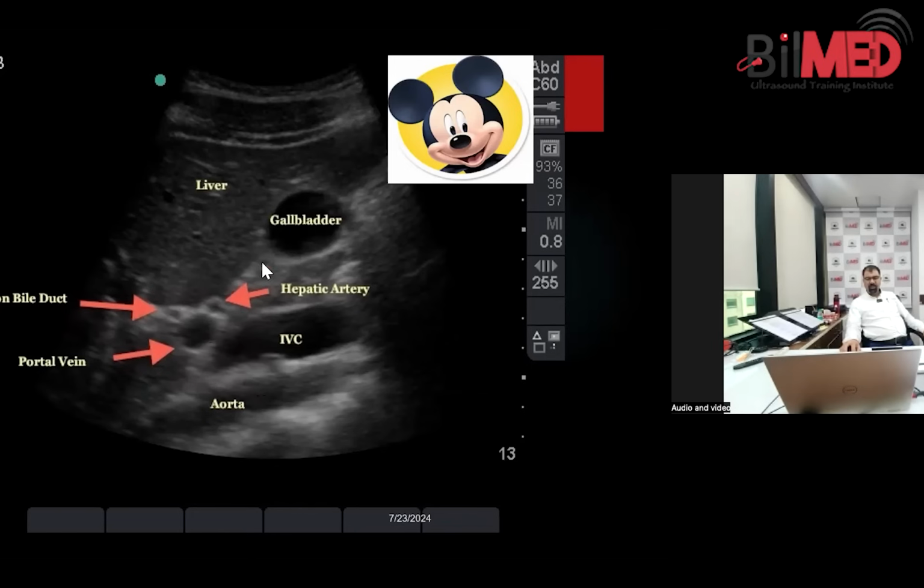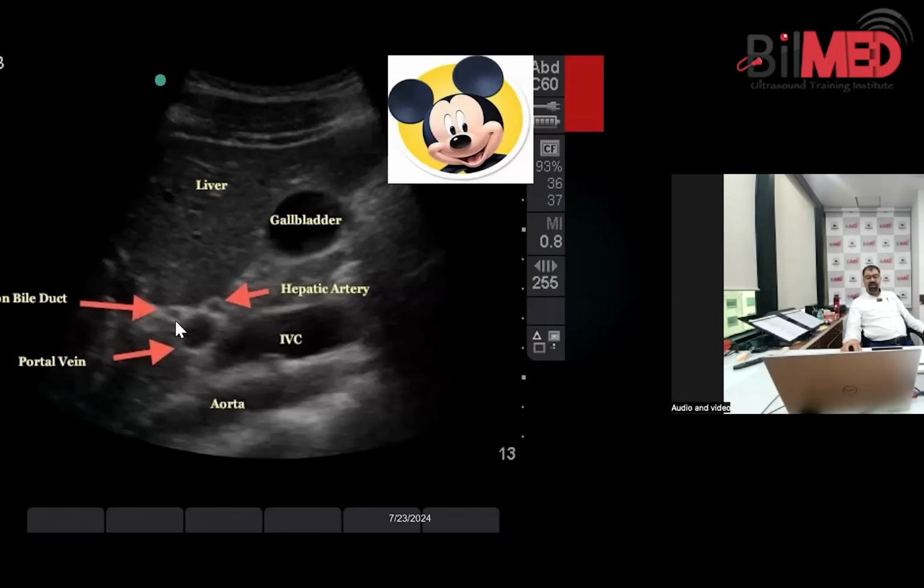When you put a color box over here, what do you think? Which part of this Mickey Mouse will take color? Of course, this portal vein will take color, hepatic artery will take color, and this common bile duct will not take color, confirming that you are actually cross-cutting a common bile duct.